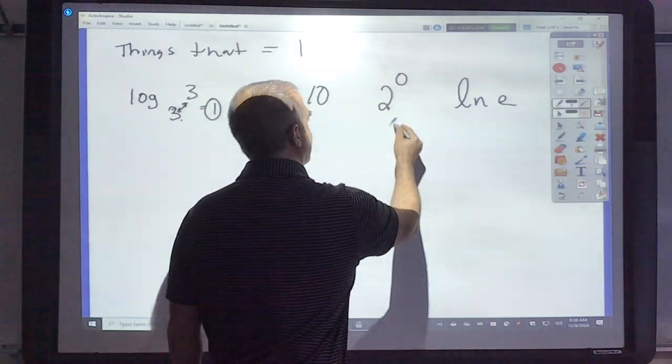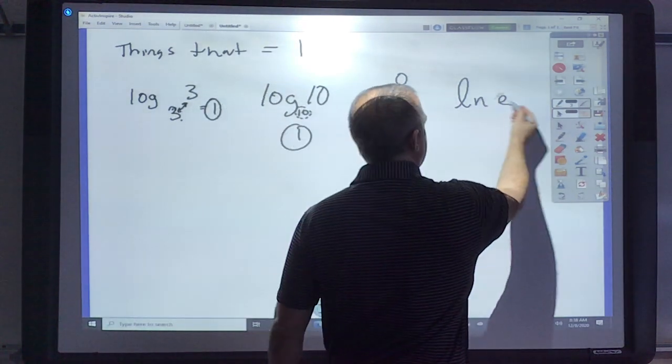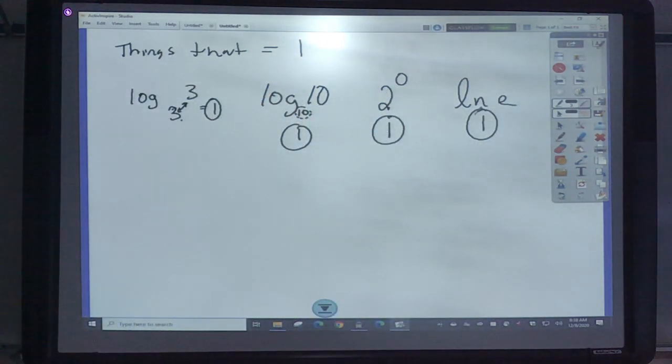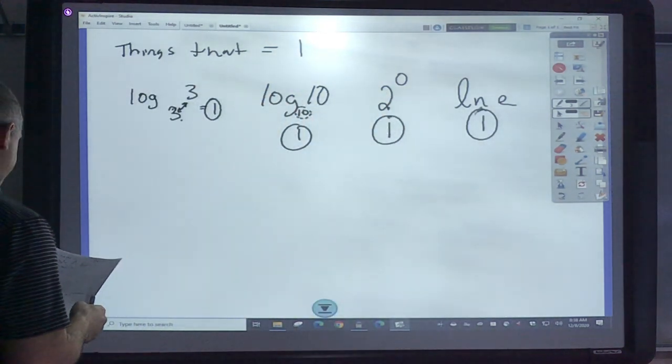Any exponent to the 0 power is 1. And anytime you have natural log of e, that is also 1. So 4 things that equal 1 there.